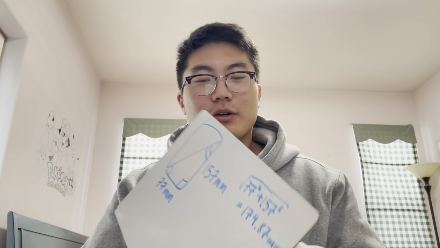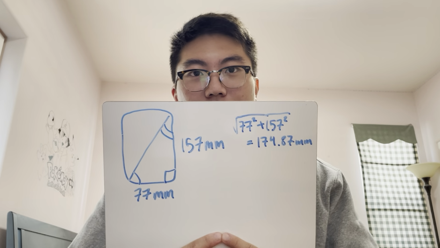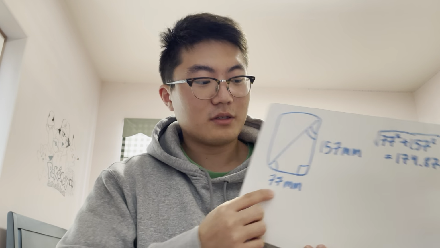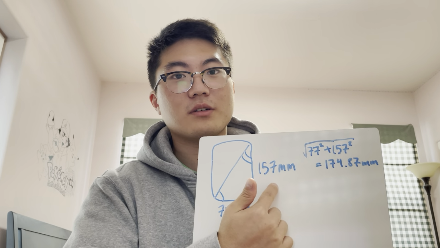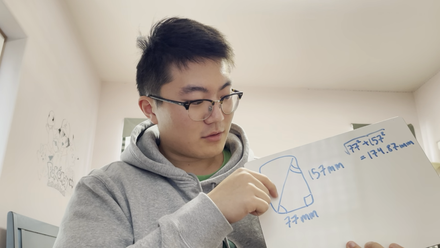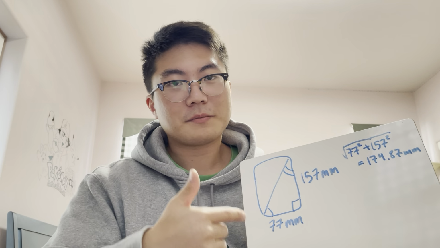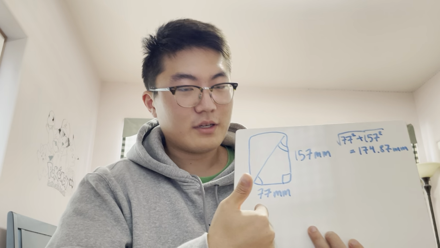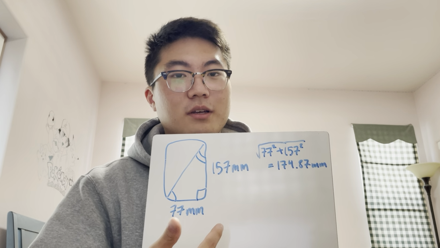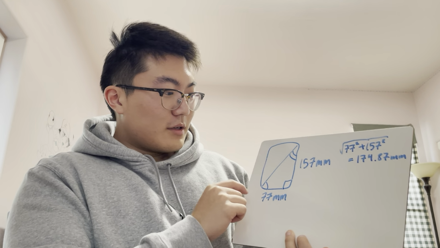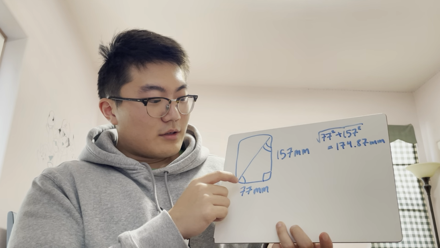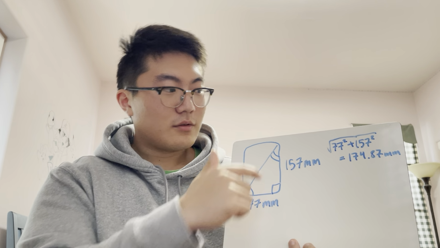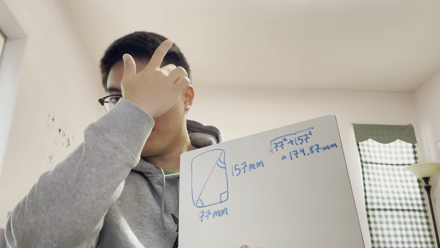So, going on to the phone measurements. Like I said, I measured the width of my phone to be 77 millimeters and the length to be 157 millimeters. For the diagonal, the line across, I was able to find it by using the Pythagorean theorem, so the square root of 77 squared plus 157 squared. And to find this angle and this angle, you can use trigonometry.